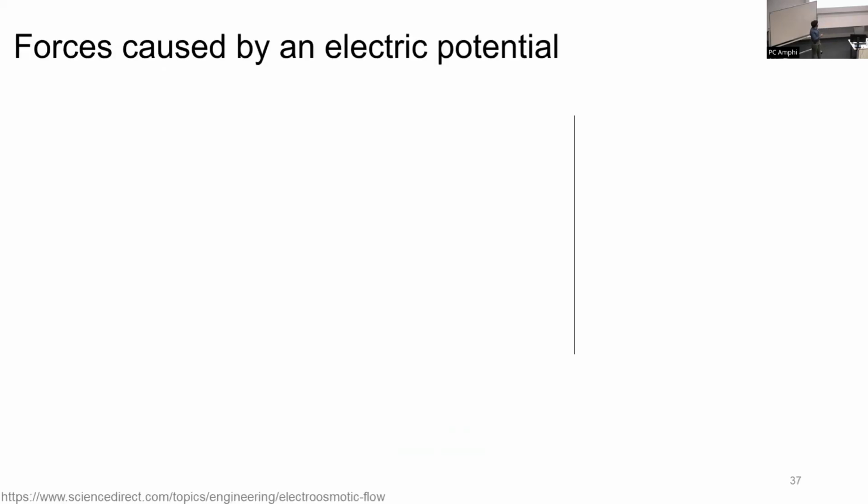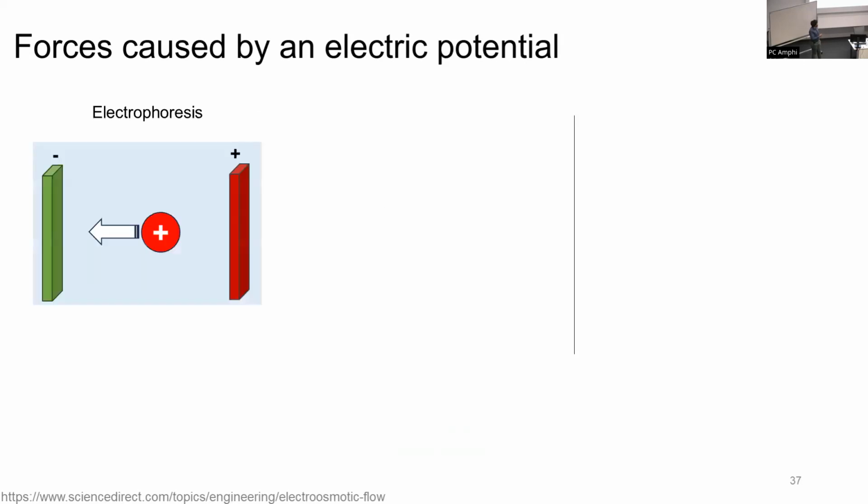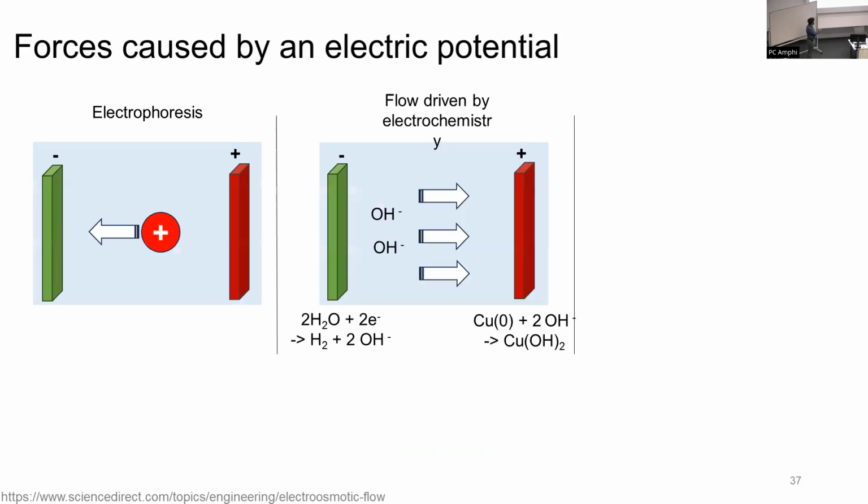The idea is that if you put coacervates in an electric field, there are different processes that can take place. You have electrophoresis. That's just the movement of a charged particle toward something with the opposite charge. You also have what we call flow driven by electrochemistry. So in the conditions that we do this, you have a bit of redox reactions on both electrodes. You have water reduction on one side and copper oxidation on the other. And that causes a net flow of hydroxide ions from one side to another.